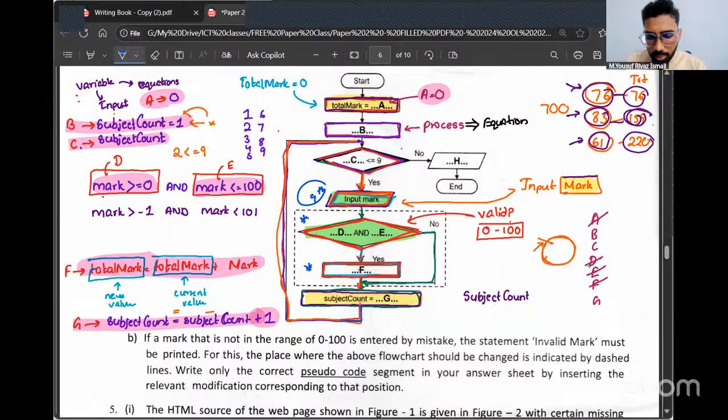After subject count becomes 10, again you'll come to this condition. Here you're going to check is 10 less than or equal to 9. That condition is going to be no, it is not less than, and it is not equal as well. So when that gives you no, you're going to go to the right side. And you can see this is instruction H, the instruction just before the end of the program.